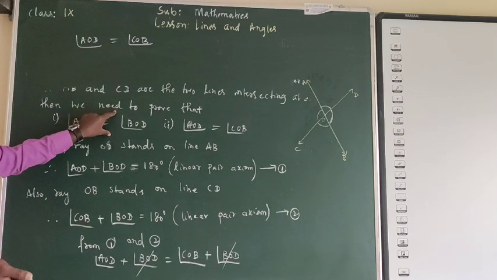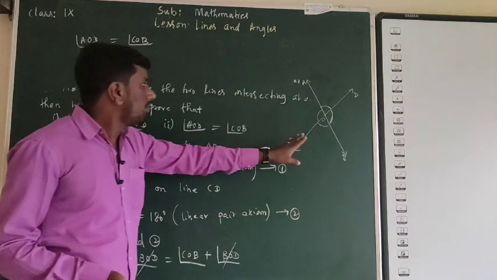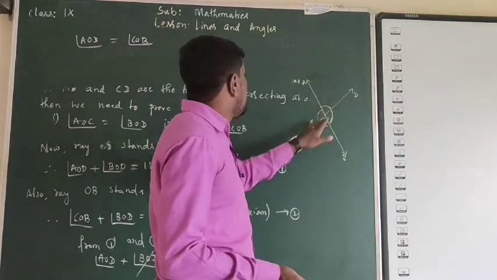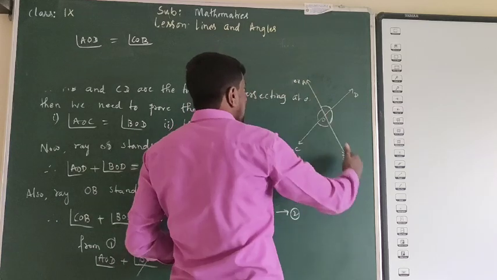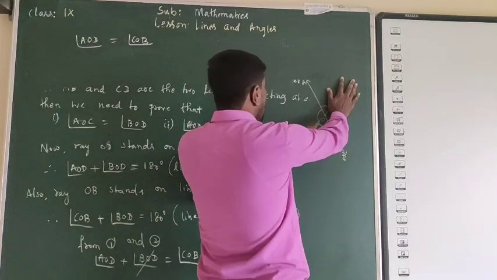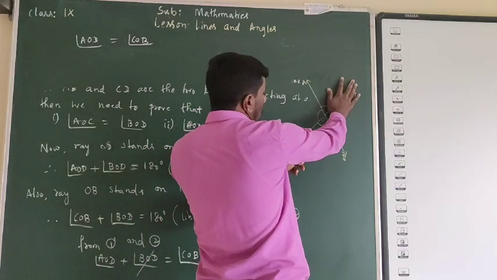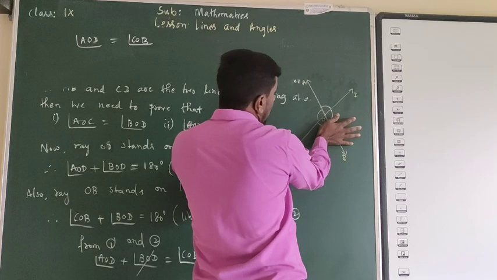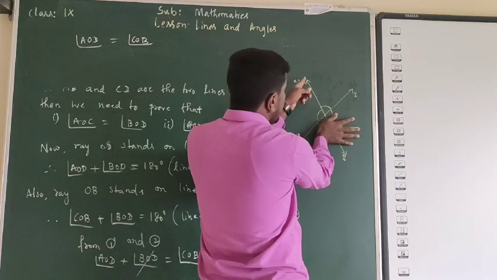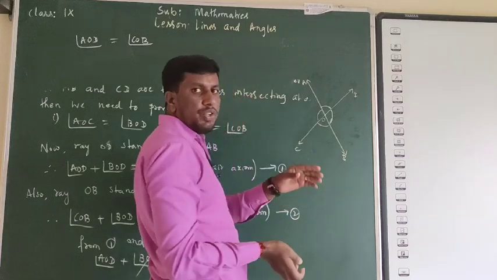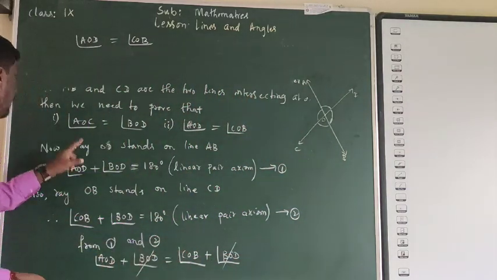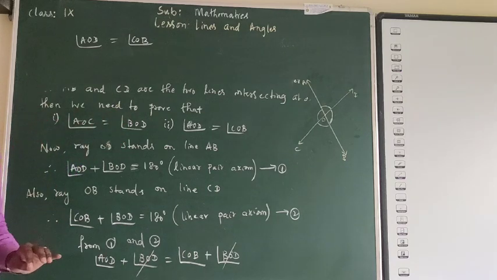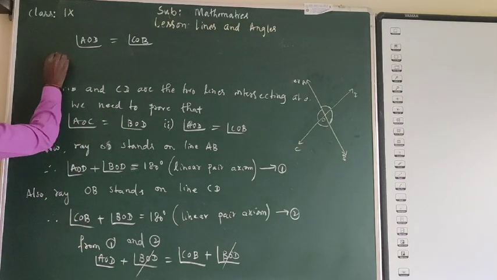Similarly, we can prove this by taking CD as a line, OA as a ray, or we can take AB as a line, OC as a ray. First thing, we will call this equation 1. Then CD is a line, OA is a ray. Then we will take one more equation. Then we can solve it. Cancellation is going to happen like this. Then you will be getting AOC is equal to BOD. Okay. So that is what we want to do.